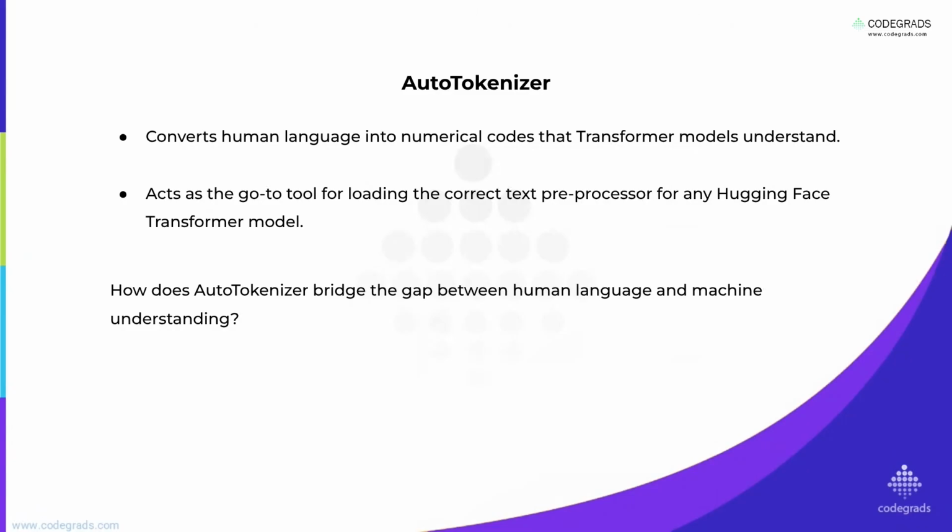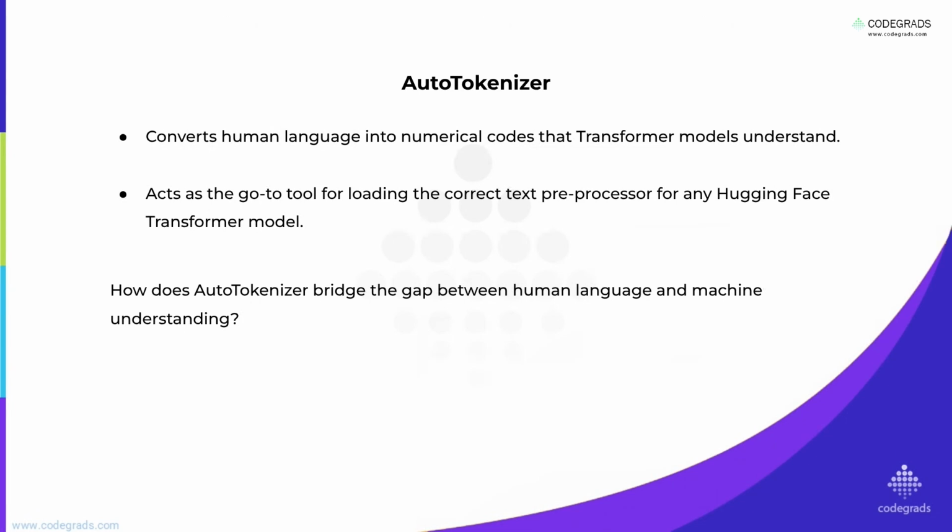Today we will talk about AutoTokenizer. So, what is AutoTokenizer? First, it converts our human language into numerical codes that models understand. Think of it as a translator, but for computers. Second, it is your go-to tool for loading the correct text preprocessor for almost any transformer model.